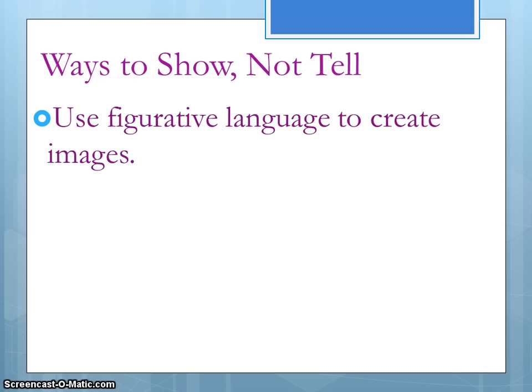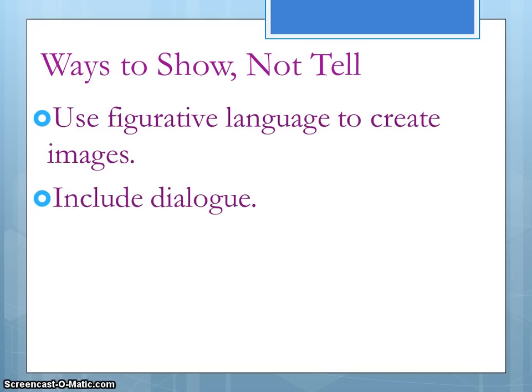Another way is we want to use figurative language. And this is a great way to help a reader visualize. One thing about figurative language is that when you use figurative language, you are coming up with an original way to describe something. You're not just saying that her face was red. We've all heard that before. Try and come up with something different, like her face was red as a tomato. That is a simile. That is a type of figurative language. Other types of figurative language that we're going to be studying later this year are metaphors, alliteration, personification, onomatopoeia, hyperbole, and idiom.